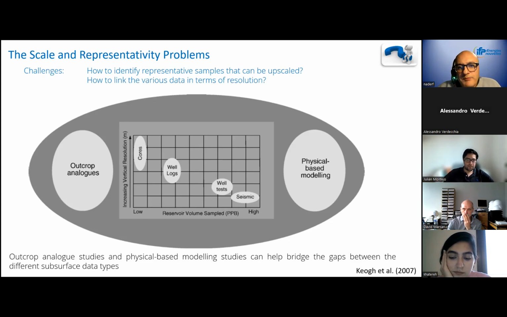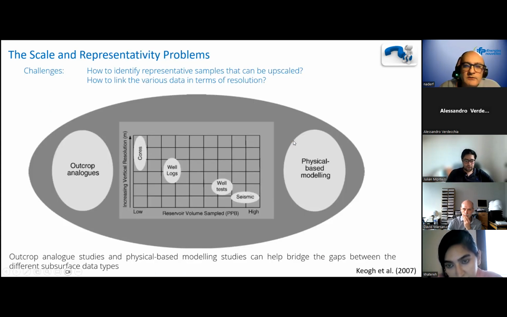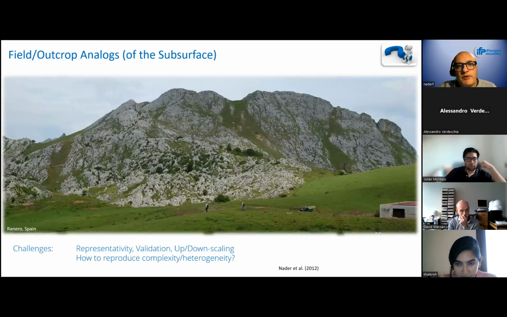So how do people tackle this? They will use two ways. Either they will go to the outcrop analog, to the surface, to study different scales, try to bridge the gap of the scales, or even better, they will go to numerical modeling. With numerical modeling, they are capable of taking different scales and measuring them in different ways. The problem is that when you look at the subsurface, you don't have the same resolution like the outcrop, like I was just saying.